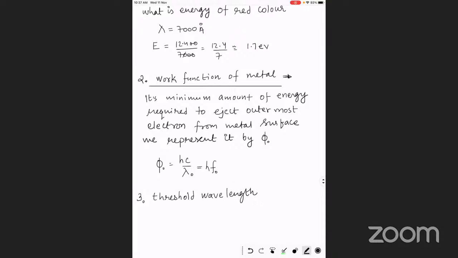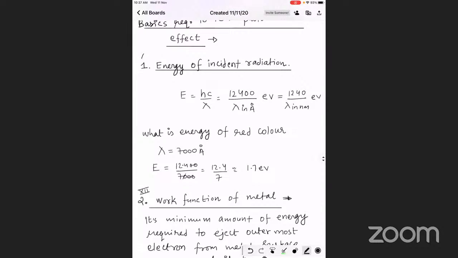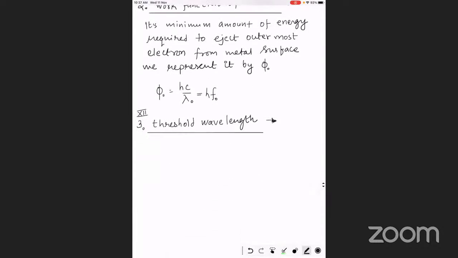Now, what do you mean by threshold wavelength? Wrong. Lambda naught is threshold wavelength, but how will you define threshold wavelength? Minimum wavelength required to check. Maximum. Maximum wavelength. जहां मैंने 12th लिख दिया ना वो स्कूल में आएगा.